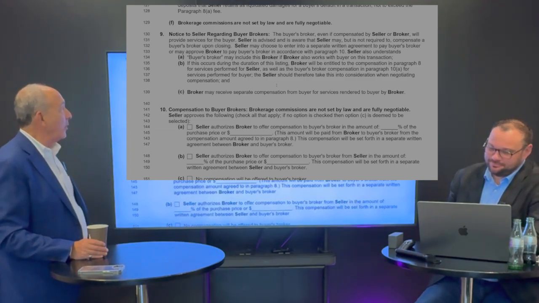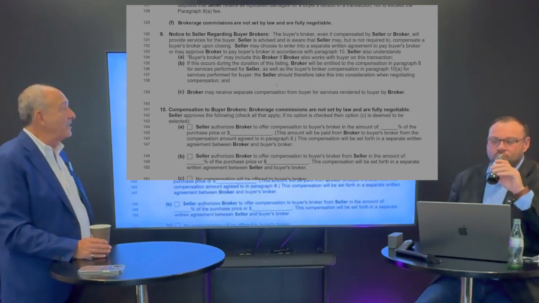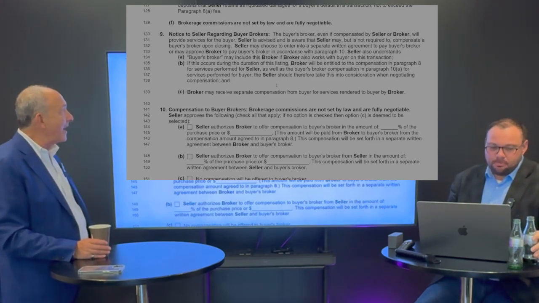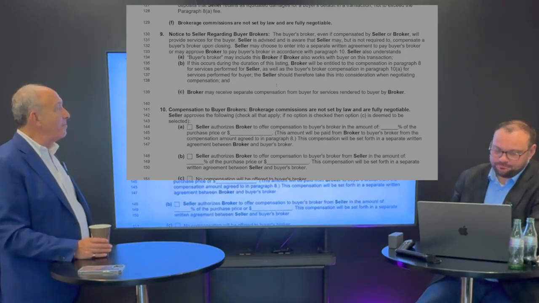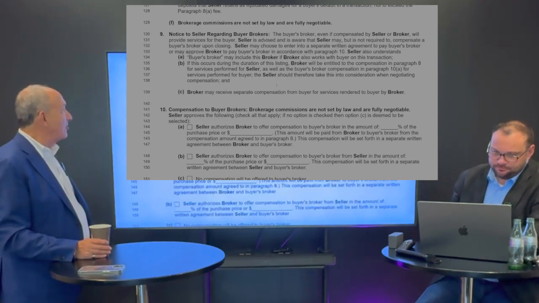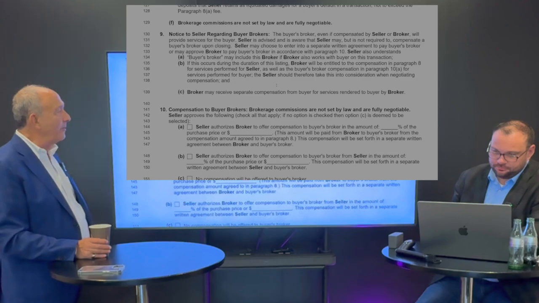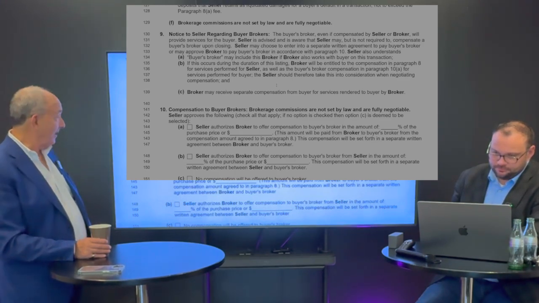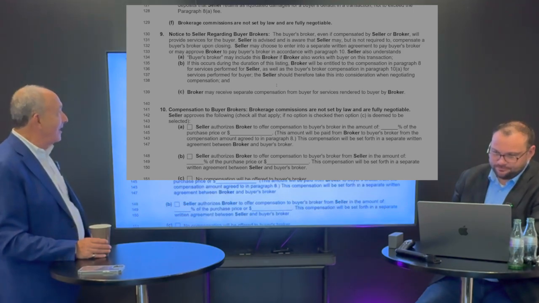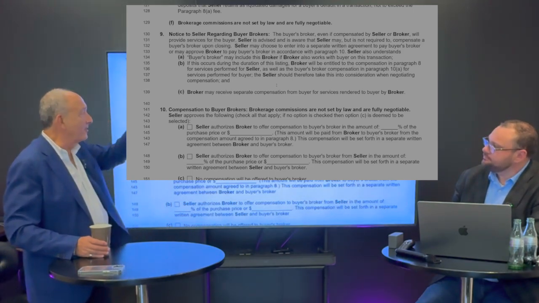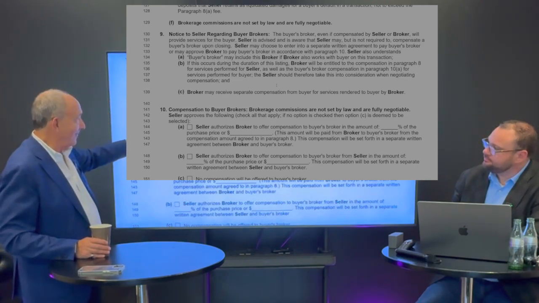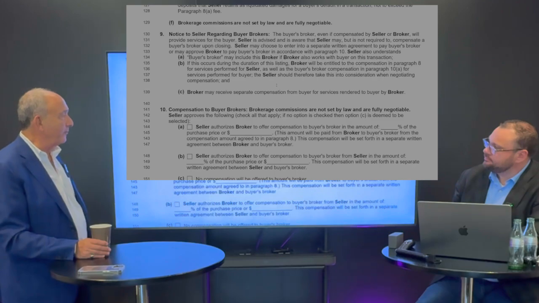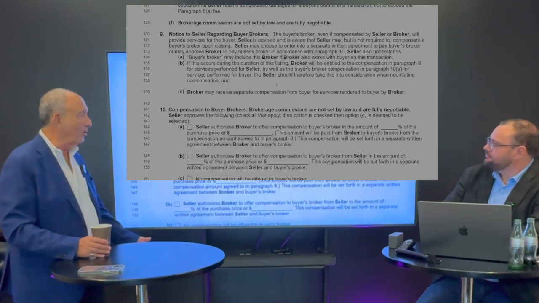This is all new as well. Buyer's broker, even if compensated by seller or broker, will provide services for the buyer. Seller is advised and aware that seller may, but is not required to, compensate a buyer's broker upon closing. Seller might choose to enter into a separate written agreement to pay buyer's broker, or may authorize broker to pay buyer's broker in accordance with paragraph 10. Okay, we'll get into paragraph 10 in a second. So this is just explaining what a buyer's broker is, and the broker may receive separate compensation from buyer for services rendered to buyer by broker.